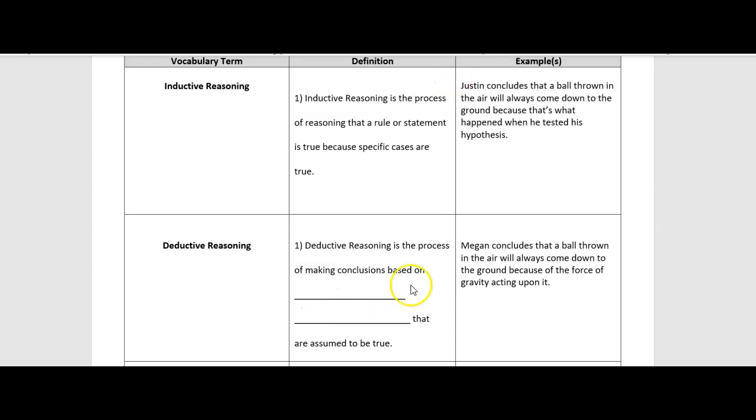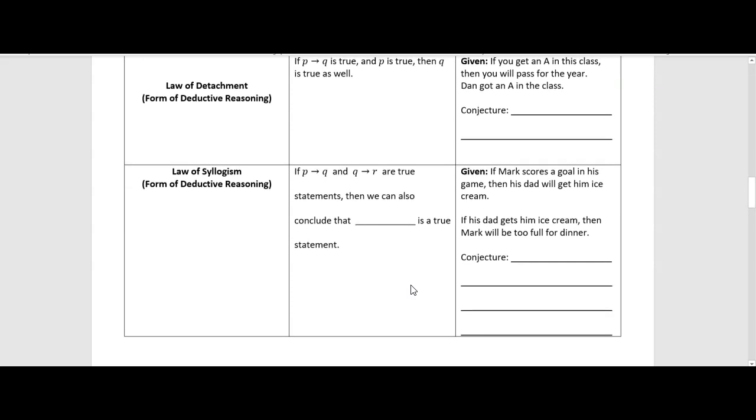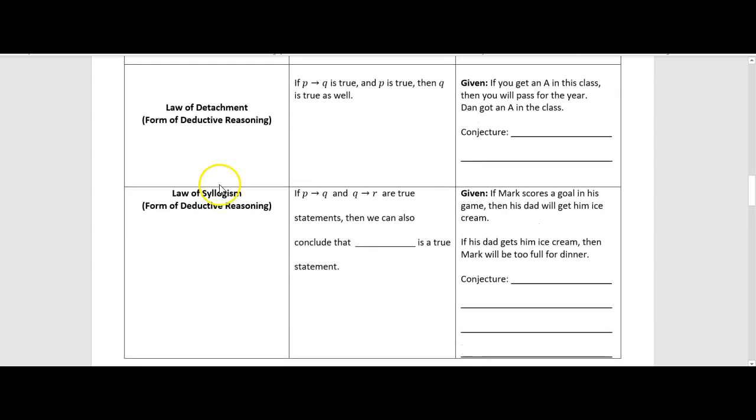Okay, let's look at two laws here. The first is the law of detachment. So we're back to our P implies Q statements. If P implies Q is true and P is true, then Q must be true as well. This just goes back to our understanding of conditional statements, right? The only time a conditional statement is false is if the hypothesis is true and the conclusion's false.